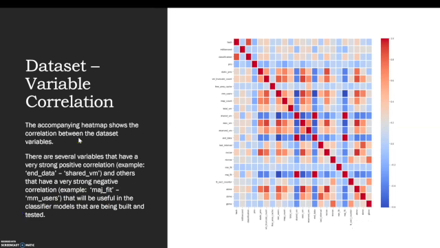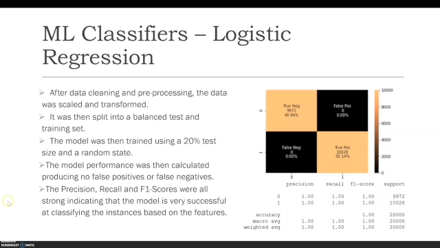On the right, you can see a heat map that shows the correlation between the dataset variables. There are several variables that have a very strong positive correlation and others which have a very strong negative correlation. This will be useful in the classifier models that are being built and tested. As my friend Sarthak explained, for cleaning and pre-processing, the data was scaled and transformed. It was split into balanced test and training sets.